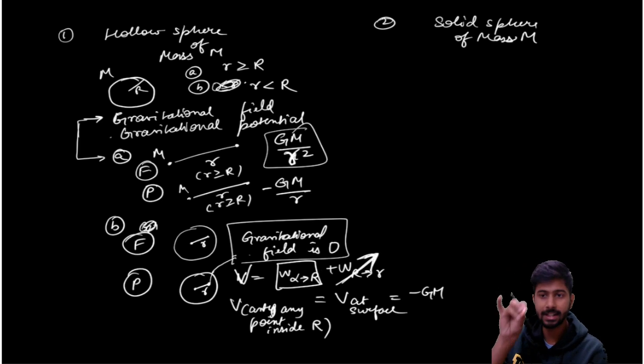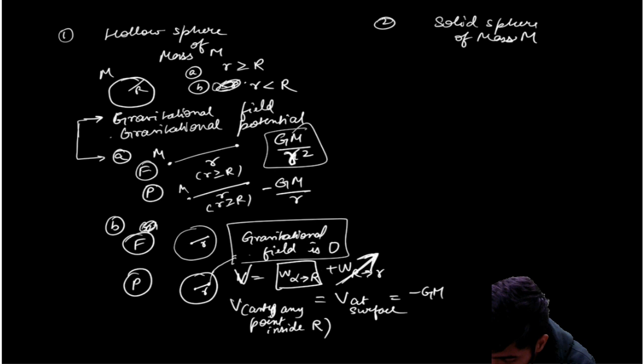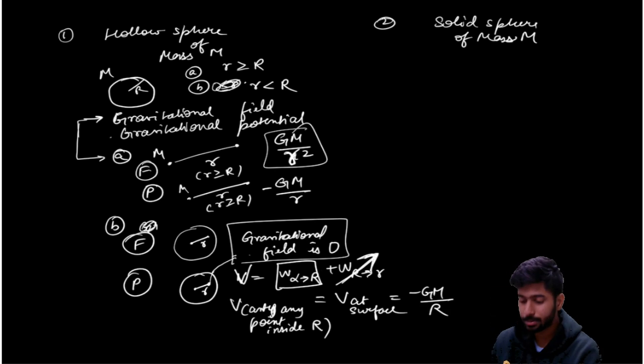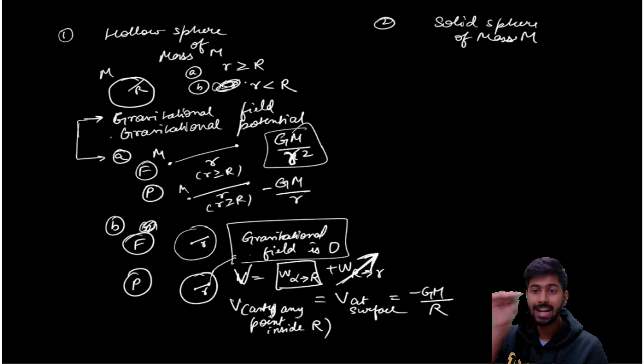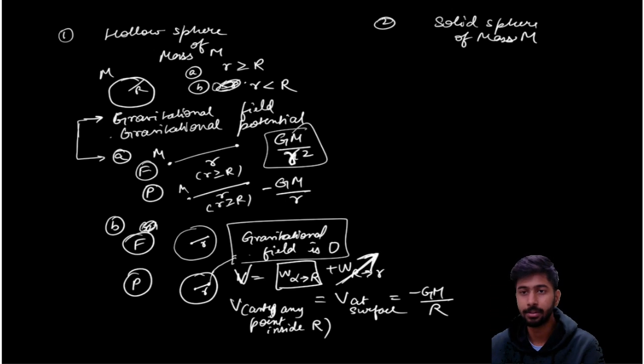Because only this much of work will be done. Now you can assume it to be at the center and calculate the potential at a distance capital R. So minus GM by R. This is the potential at the surface and at any point inside this hollow sphere.